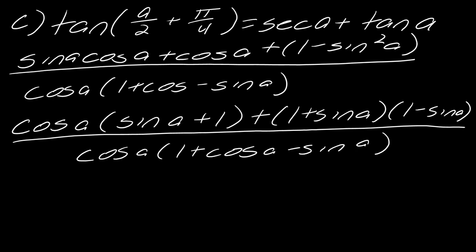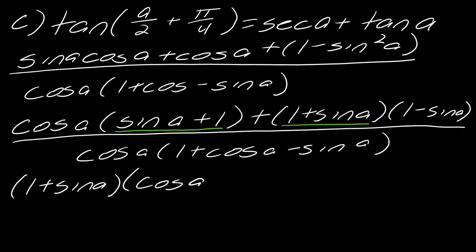Look at the top. I can group this. This and this are the same thing. I can factor that out. So I'm going to factor out this 1 plus sine A. And what does that leave me with? That leaves me with cosine A, and then it also leaves me with the stuff in here. So cosine A plus 1 minus sine A.